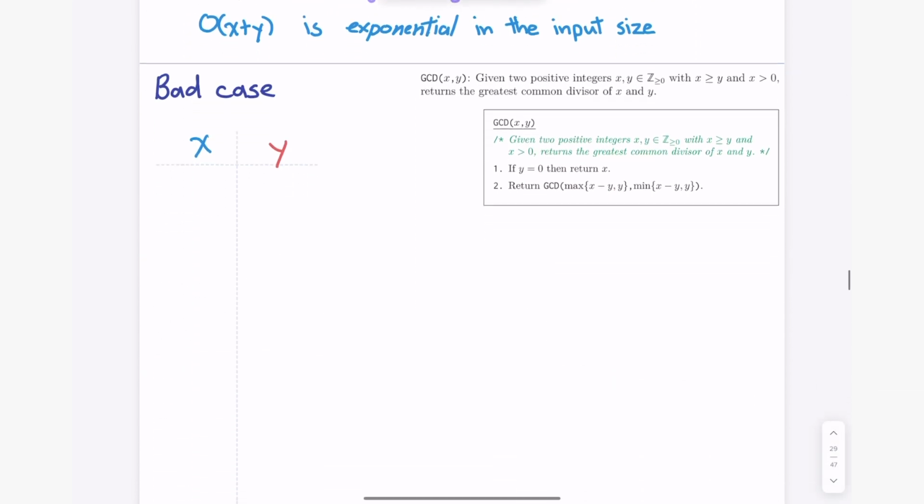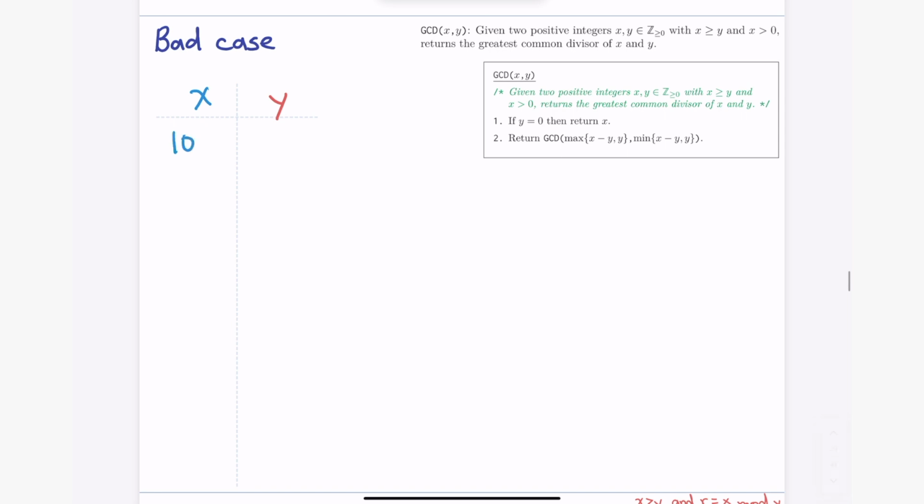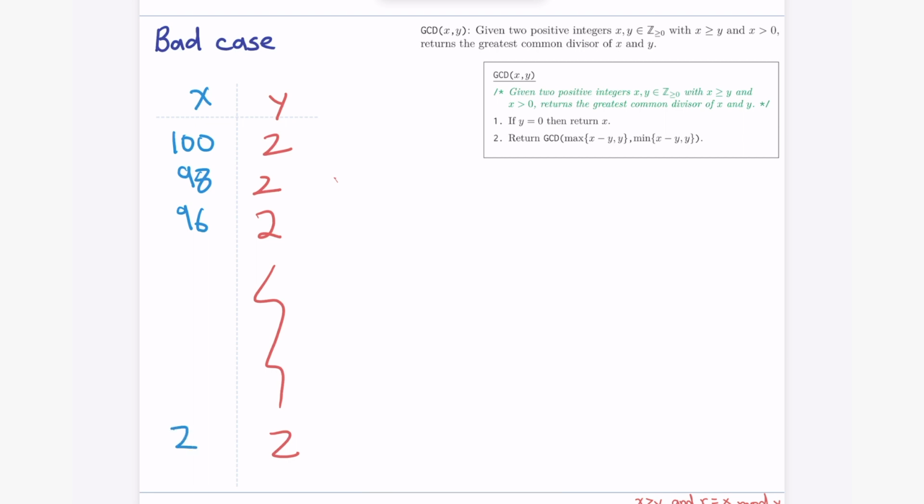All right, so as you pointed out, the bad case is like a really big number and a really small number, right? This will go to like 98, this will still be 2, this will go to 96, this will still be 2, right? This will be 2 all the way down to like the very bottom, until finally we get like 0 and 2, right? So that's absurd. So what would you do in this case that would be much smarter?